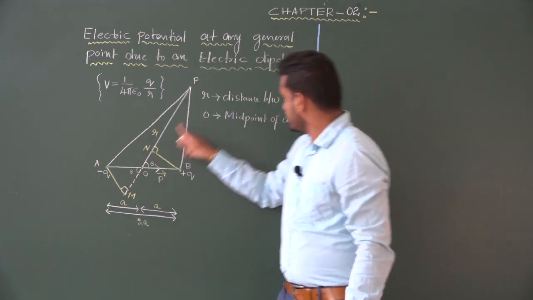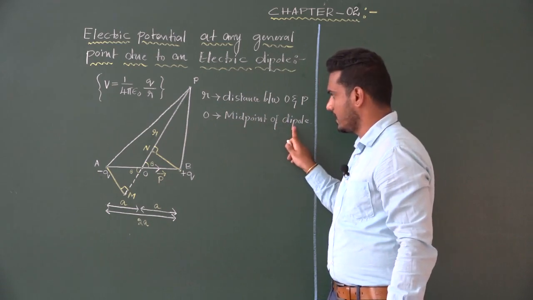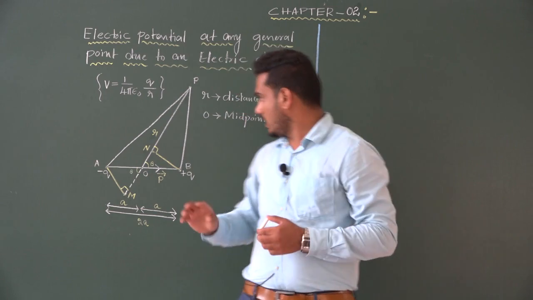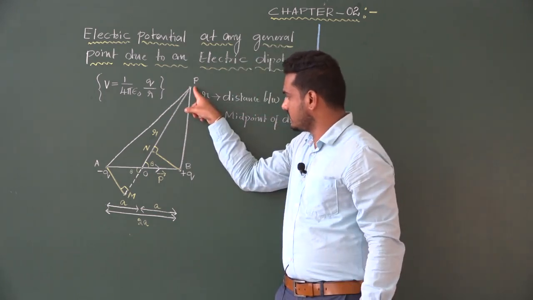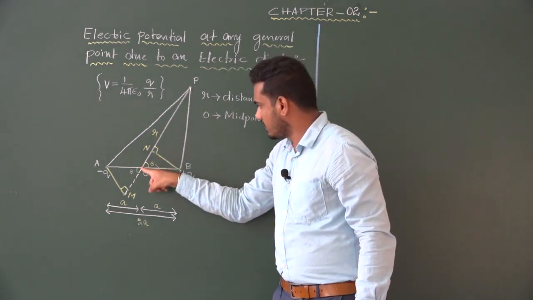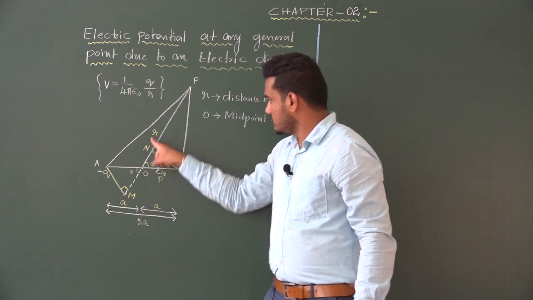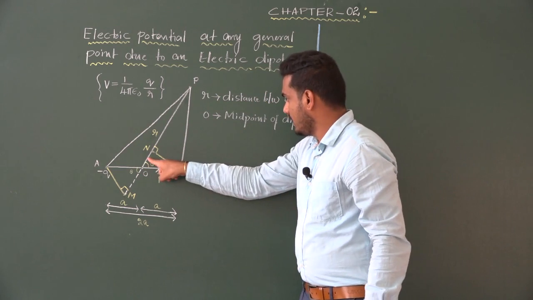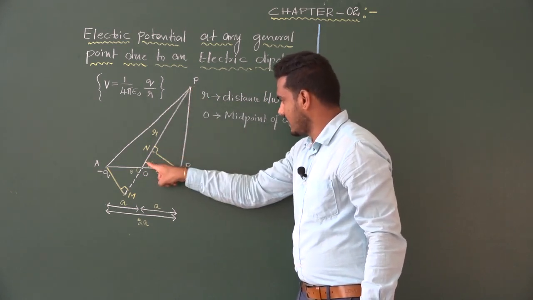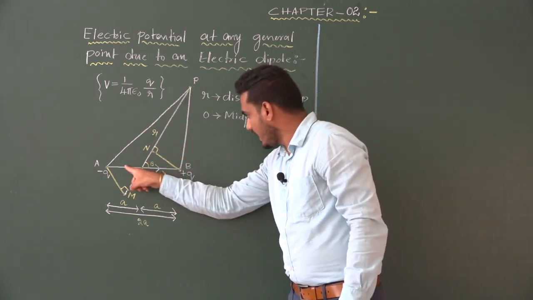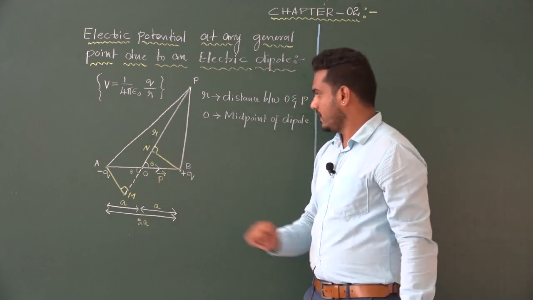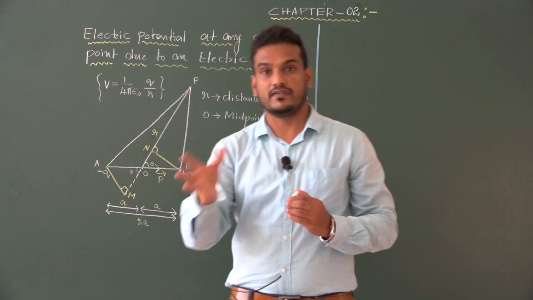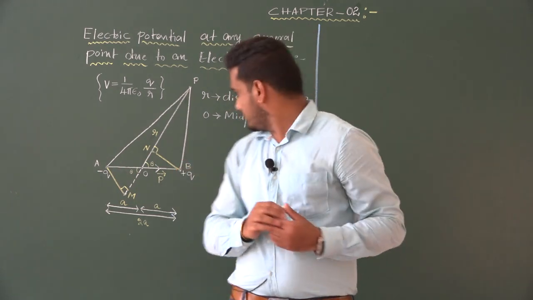where O is the midpoint of the dipole, and we need to calculate electric potential at a point P at a distance R from the midpoint O. So, R is the distance OP, and this line makes an angle with the axis of the dipole. About these two lines, you will understand in between the derivation.